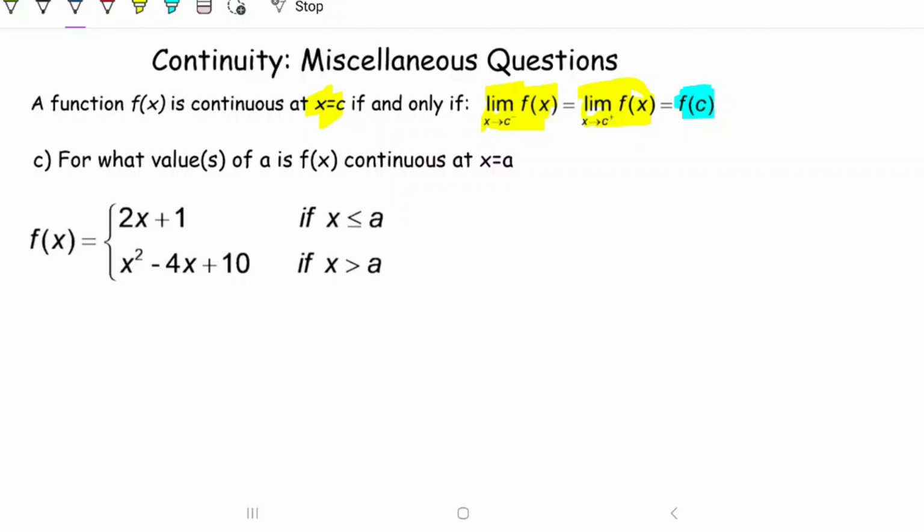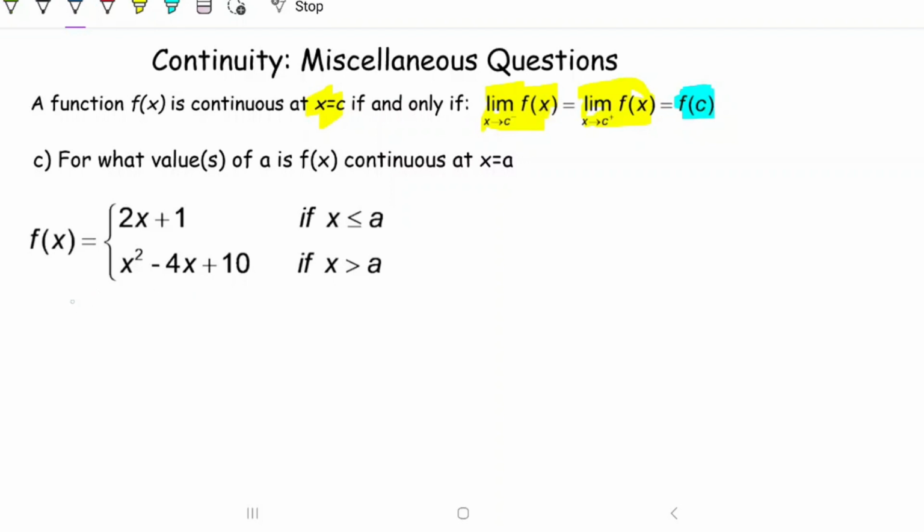So if all of those are equal, then we can say that our function is continuous. Now let us look at this. For what value or values of a is f of x continuous at x equals a? With this question, we are working with the assumption that continuity already does exist. So let us check how we would do this.